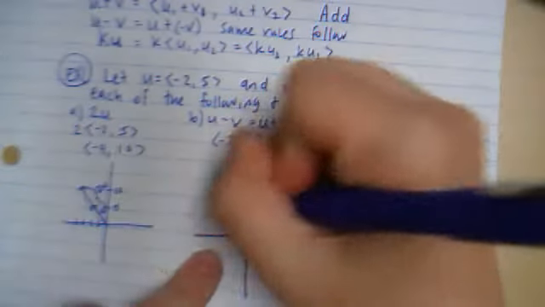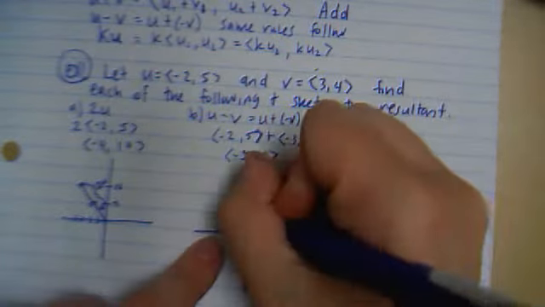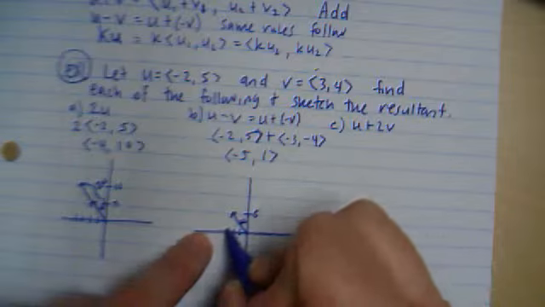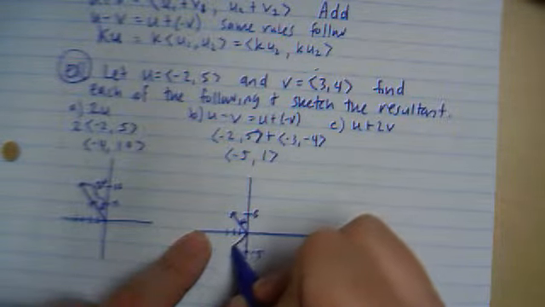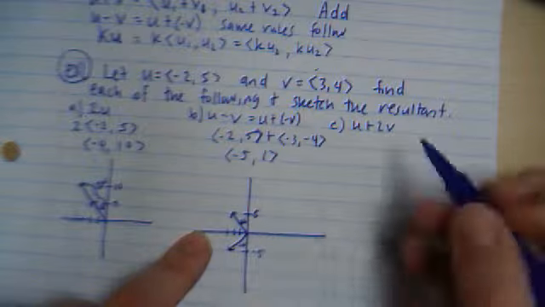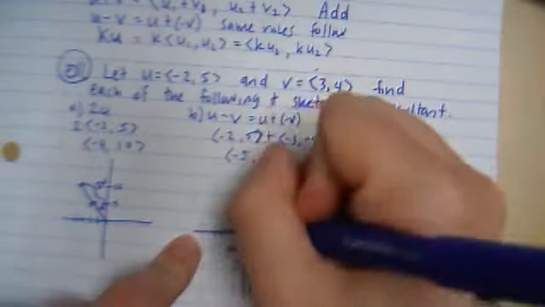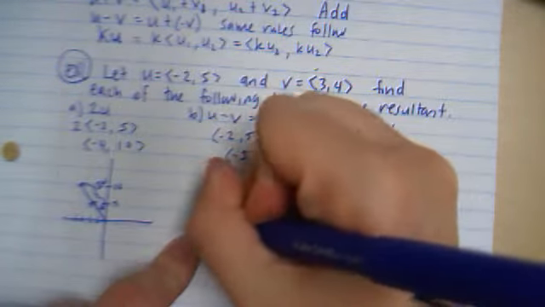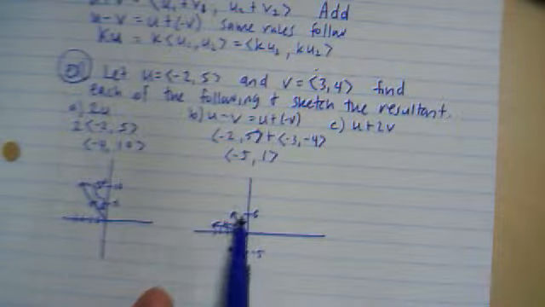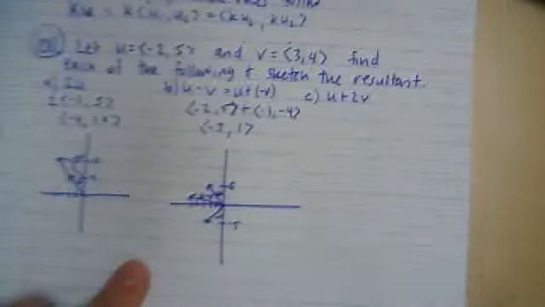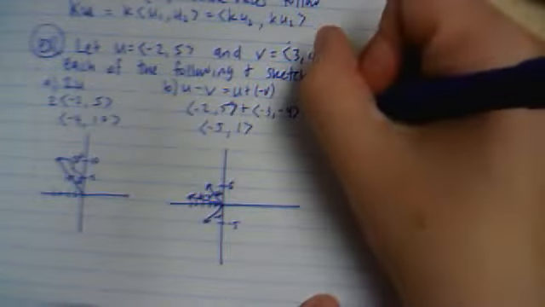So here's u, and then I'm going to have -v, so that'd be -3, -4, and then -5, 1. So this would be u minus v. If you notice, the resultant vector is in between my 2 original ones. That's what it should be each time.